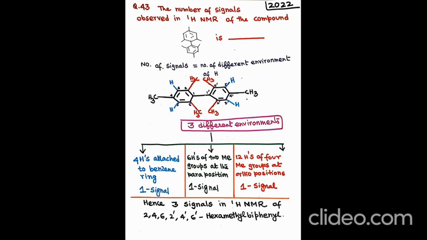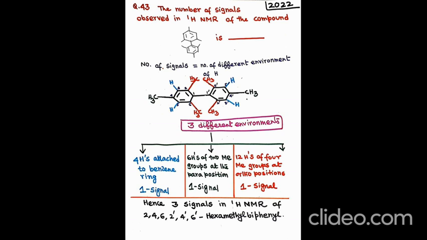Now let us move to the next question which appeared in the same year, 2022, that is question number 43. In that question, it was asked the number of signals observed in the HNMR of the compound. The name of the compound is 2,4,6,2',4',6'-hexamethyl biphenyl. As we know, in HNMR, the number of signals is equal to the number of hydrogens in different environments. So if we investigate the structure, it is clear that there are 3 environments.